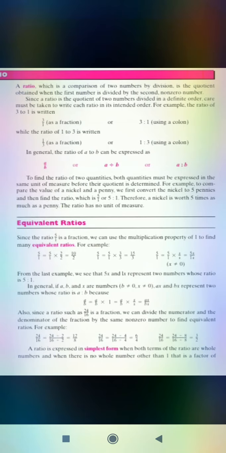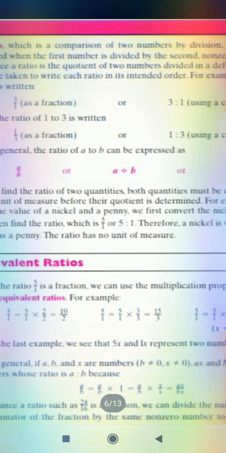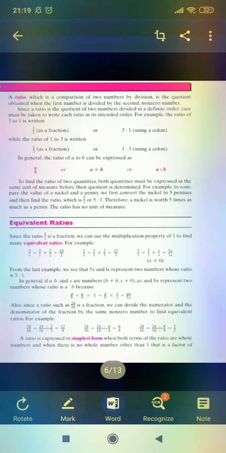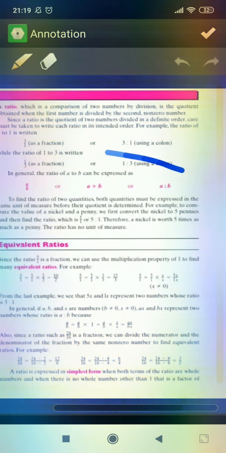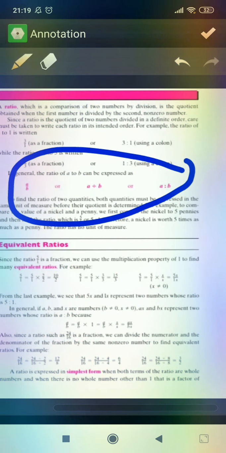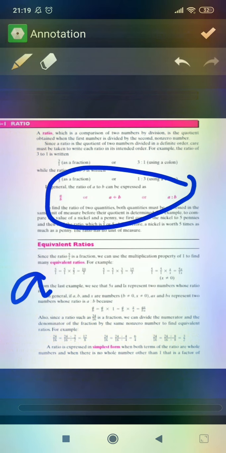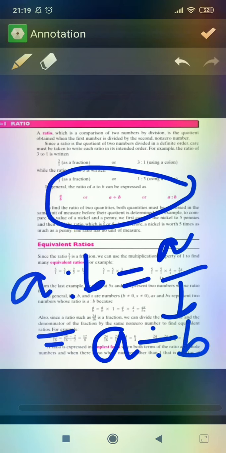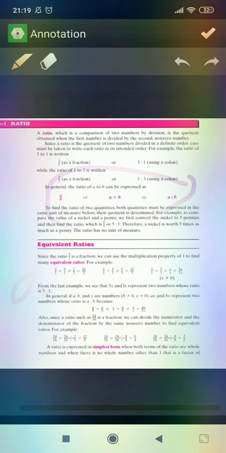For example, the ratio 3:1. See, A by B, A divided by B, A is to B. These are the diverse forms of a ratio, or several forms of a ratio. We will say, suppose here only we have taken, A is to B is equivalent to A by B is equivalent to A divided by B, and also we have taken many here.